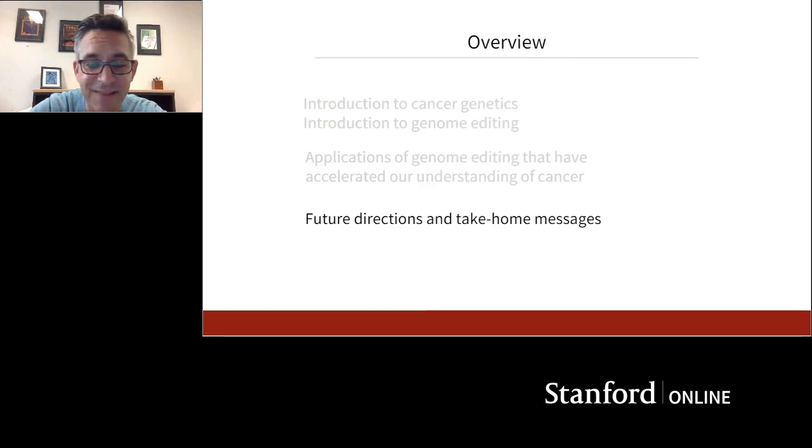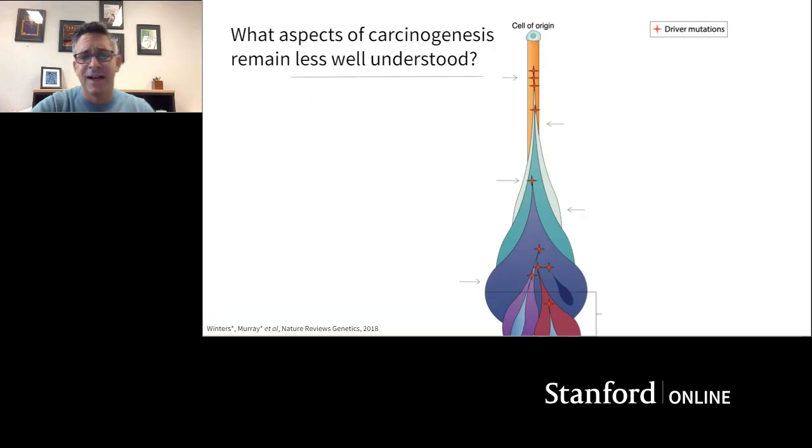So I'd like to end with some future directions where I see this going, at least in our line of work, and then some take-home messages. So, what aspects of cancer development do we think are poorly understood, and where these genome editing tools could help develop new understanding?